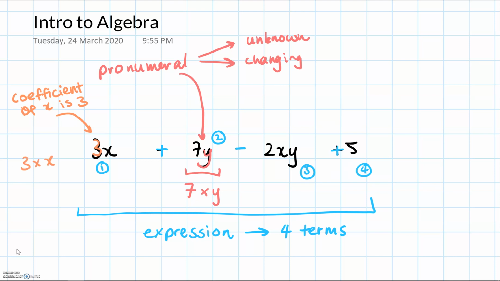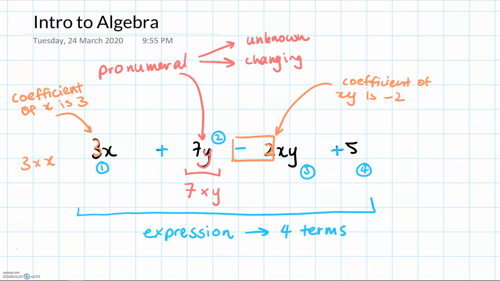If I look at my third term, for example, now this is where it's a little bit tricky. You might just think that it's the 2, but the coefficient also includes the sign before it. So here, it's not just going to be 2. The coefficient of my xy term is -2. The coefficient of my xy is my -2. So coefficient is just the number before my pronumerals.